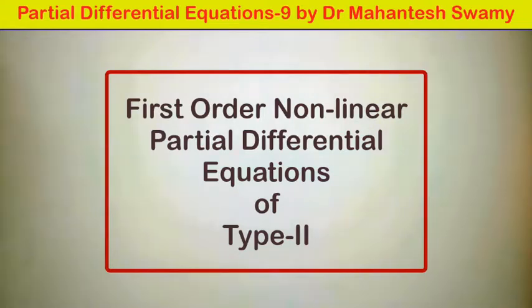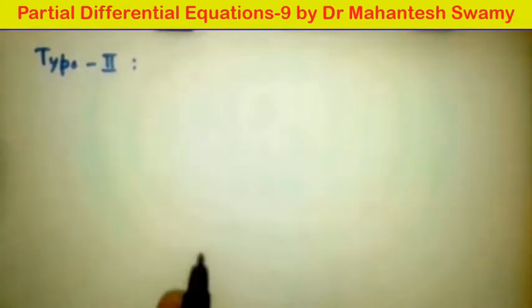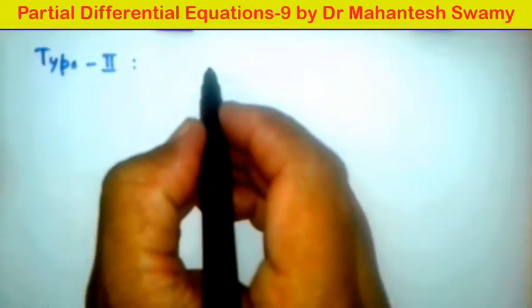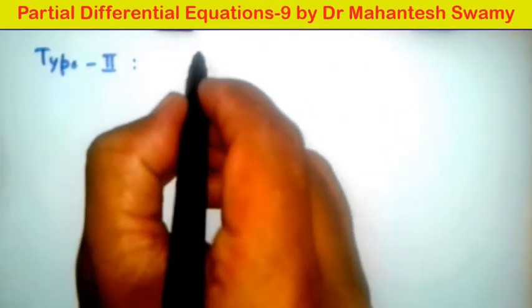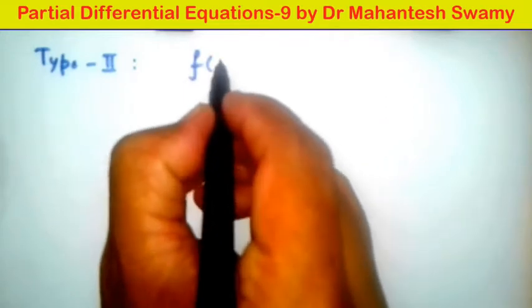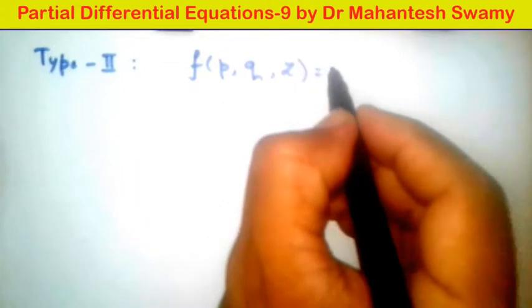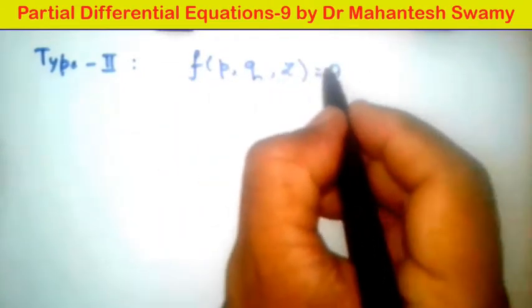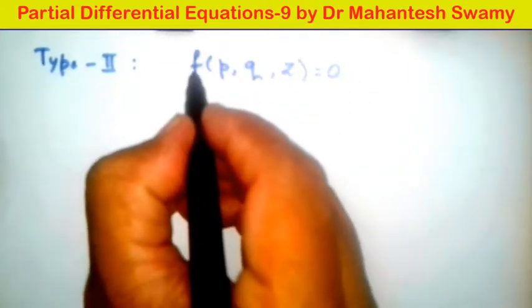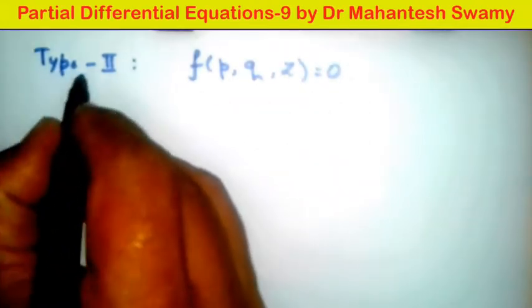In this video, we shall discuss the solution of first order non-linear partial differential equation of type 2. So what will be the form of the first order partial differential equation? Let us try to know. A partial differential equation of the kind f of p comma q comma z equal to 0 will be called a nonlinear PDE of type 2.